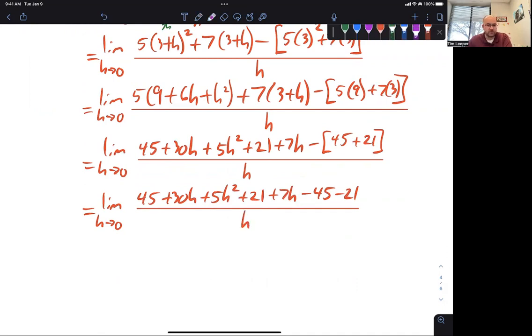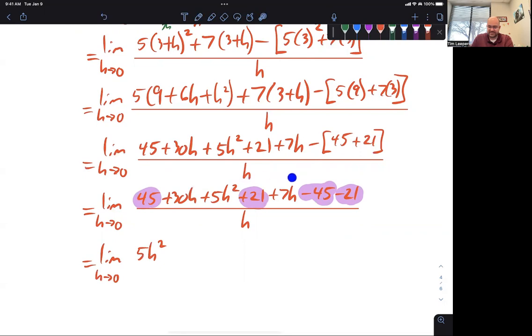Good. Now notice that the 45 here cancels the minus 45. The negative 21 here cancels the negative 21. So they are canceling each other. And then here we're going to combine like terms. So this is going to give me the limit as h approaches 0 of 5h squared. That's the highest degree there. There aren't any other terms with it. The h terms are 30h and 7h. Add them together gives me 37h. So plus 37h all over h.